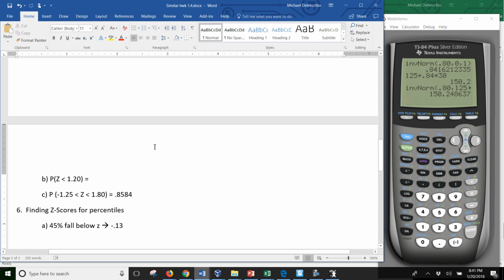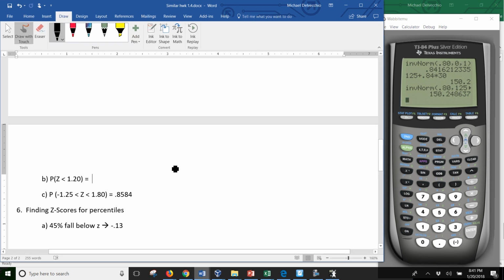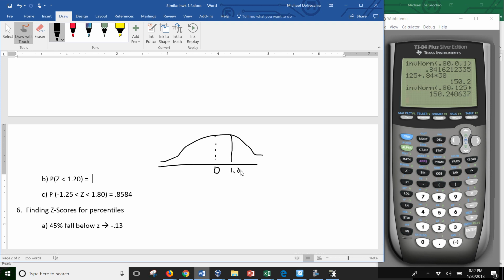So let's keep in mind, I'll draw a little picture, that we have this in the middle is the mean, okay, and then over to the right would be 1.2. Okay, so we're looking for the area to the left. So we're going to need a lower bound, and we'll just use, let's say, negative 100.